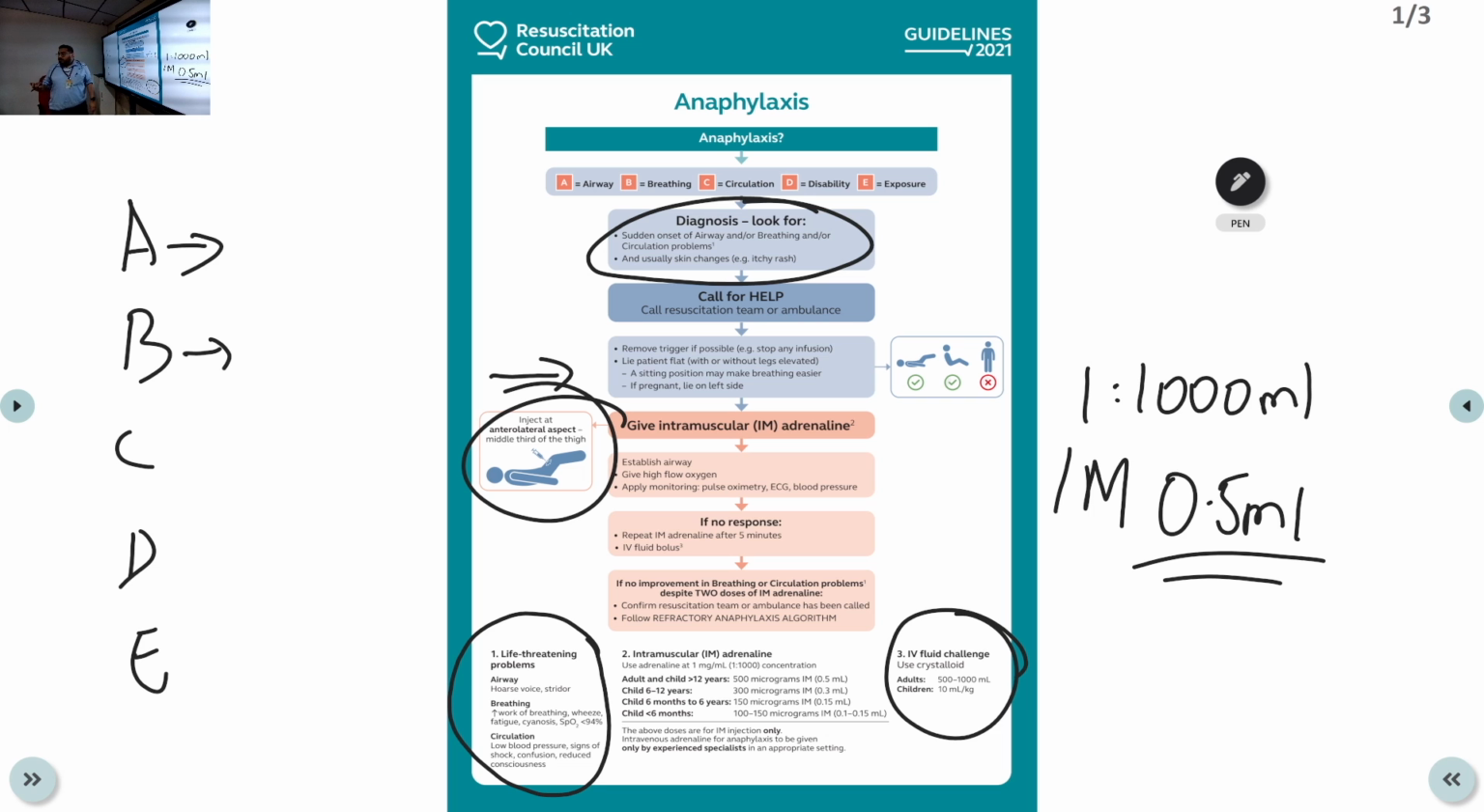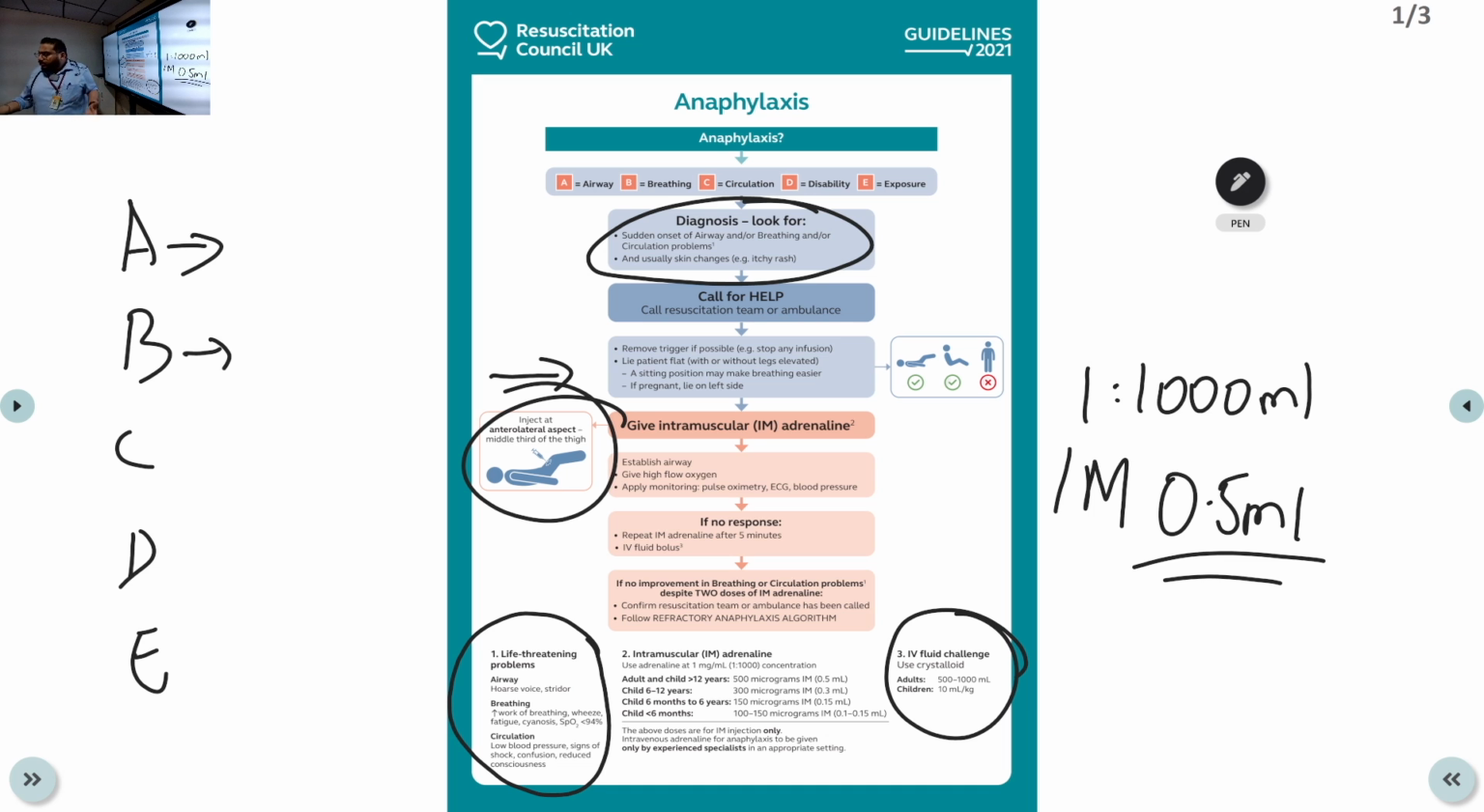Breathing, increased work of breathing. You see him breathing very fast, increased work of breathing, saturation less than 94%. There is hypoxia. These are all life-threatening signs. And wheeze, you are auscultating, there is wheeze. The patient is fatigued, and there is cyanosis. So these are all signs that this patient is having a life-threatening anaphylaxis.